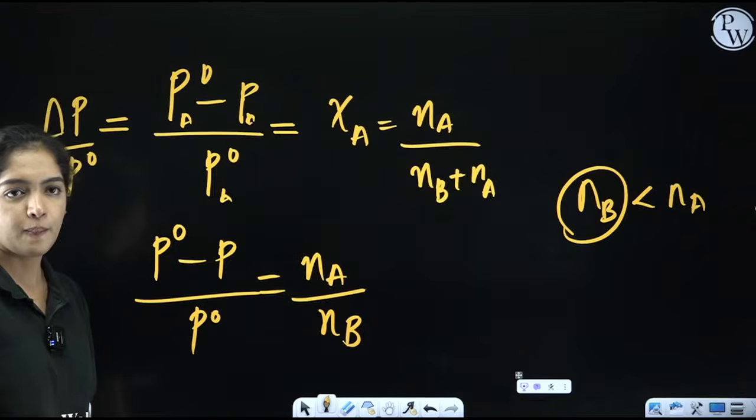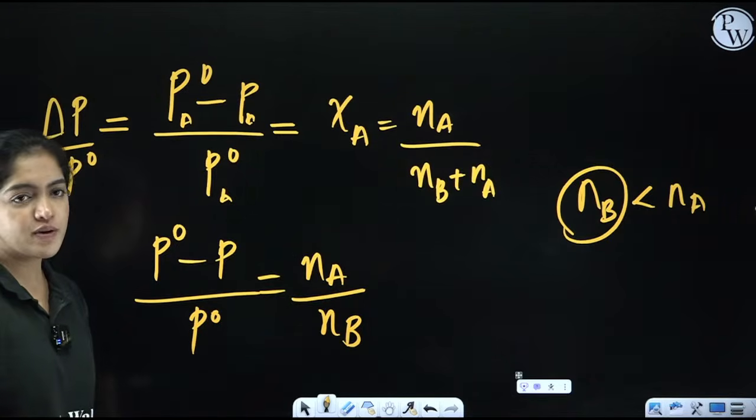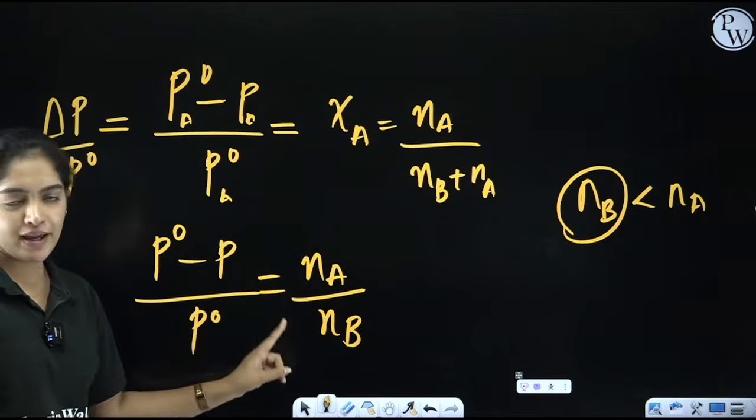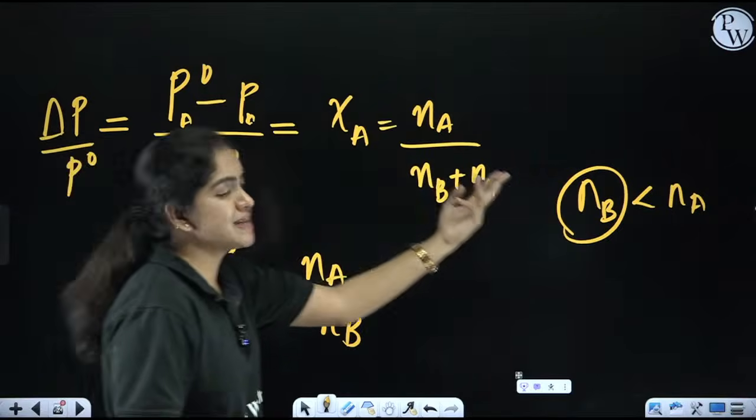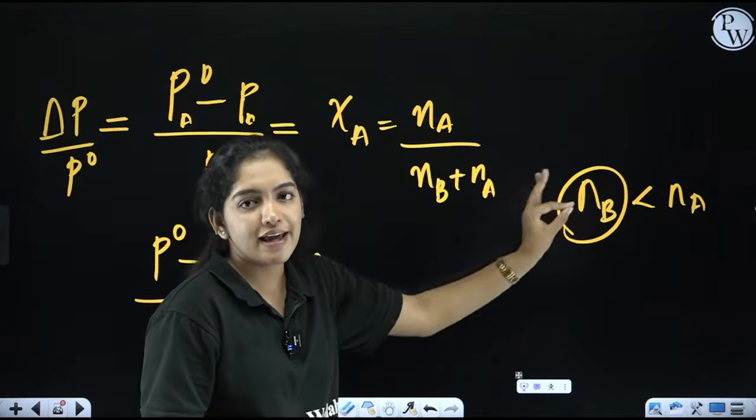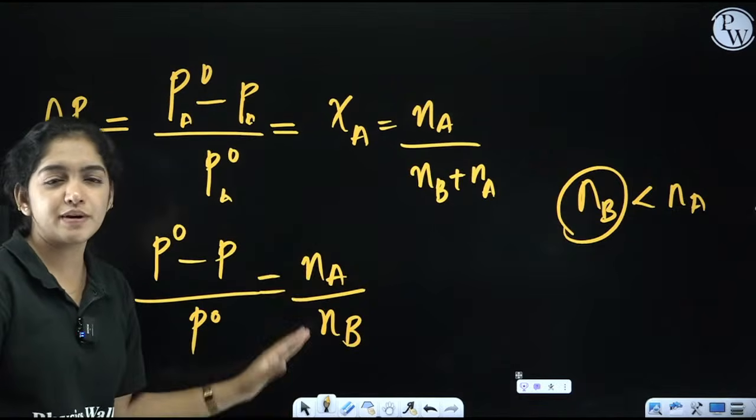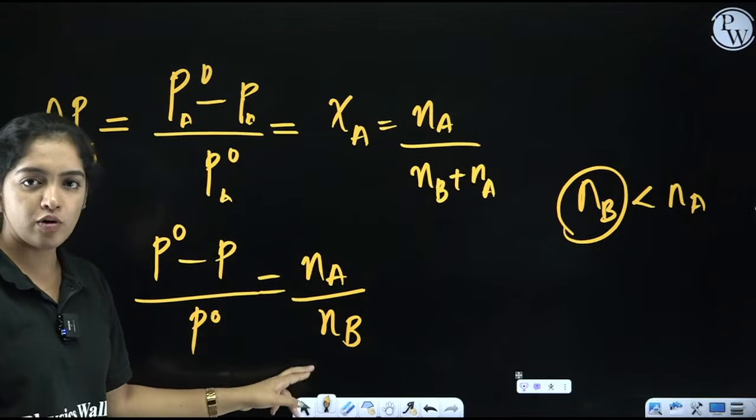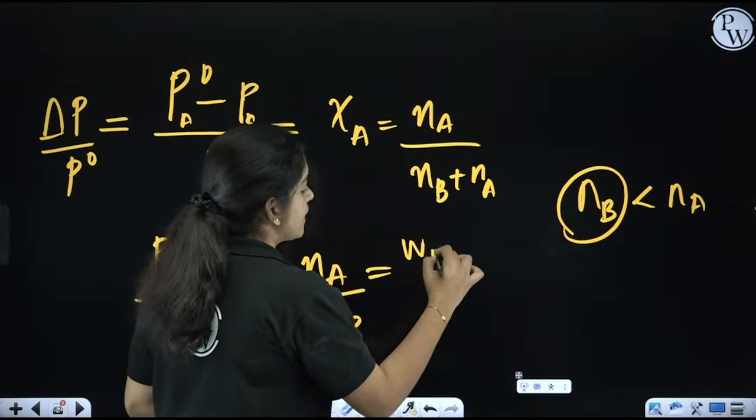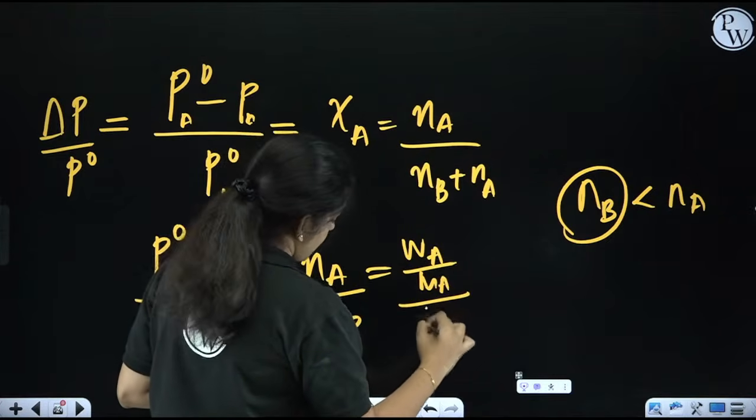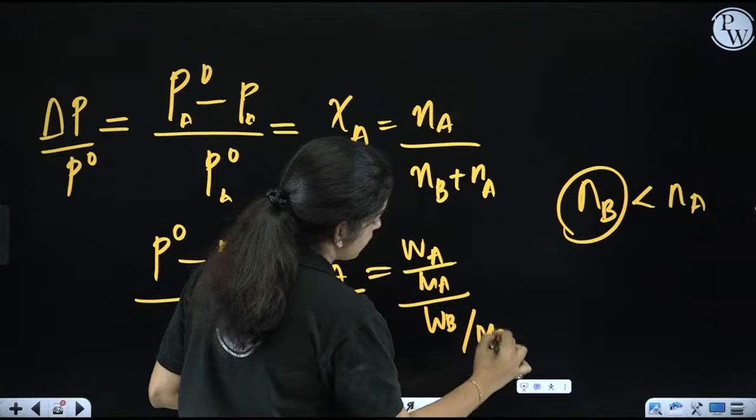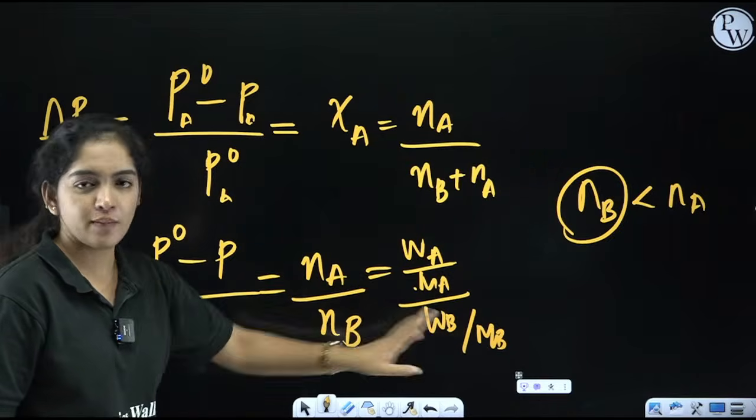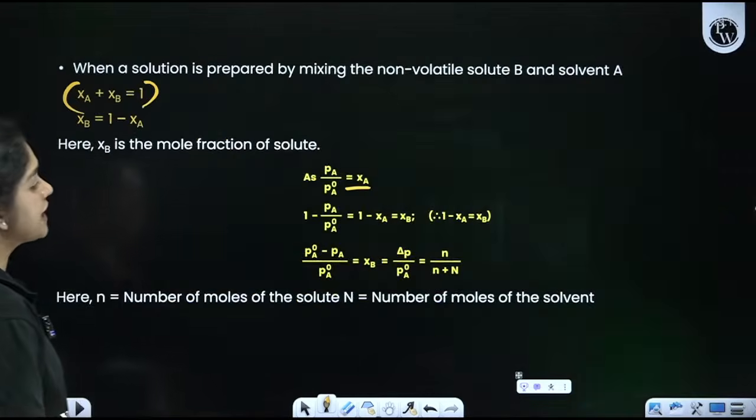Clear? Got it? So what is the equation for relative lowering of vapor pressure? P0 minus P divided by P0 equals Na divided by Nb. Na divided by Na plus Nb was there, but Nb is very small, so we can neglect that term, so Na divided by Nb we will get. So what is Na? It is the number of moles of A divided by number of moles of B. Then again we can rewrite as Wa by Ma divided by Wb by Mb. What is Wb and Mb? Weight divided by molar mass, weight of B divided by molar mass of B. This is the final equation for the relative lowering of vapor pressure.